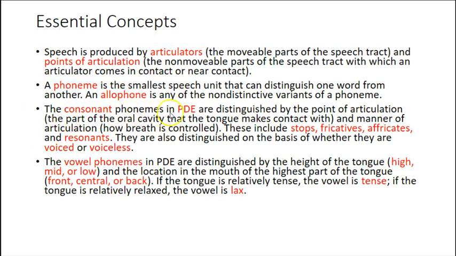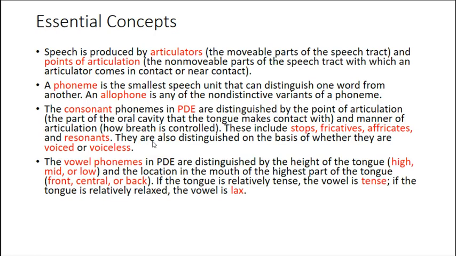The consonant phonemes in, what does PDE stand for now? Present-day English. Consonant phonemes are distinguished by the point of articulation, the part of the oral cavity that the tongue makes contact with, and a manner of articulation, how breath is controlled. There are stops, fricatives, affricates, and resonants. A resonant is also called a continuant, is a sound where you can continue to make it. Like, you can't hold a D or a P or another stop, right? They're stops, they're a point in time. But a sound like Z or W or V or Sh are resonants, and you can continue to hold that consonant, so to speak.